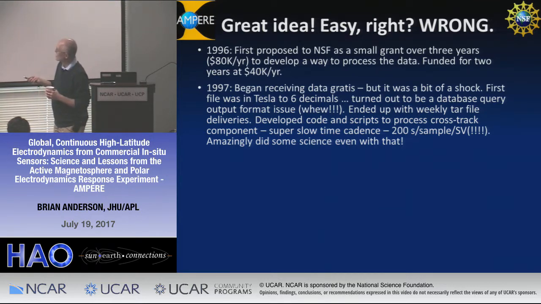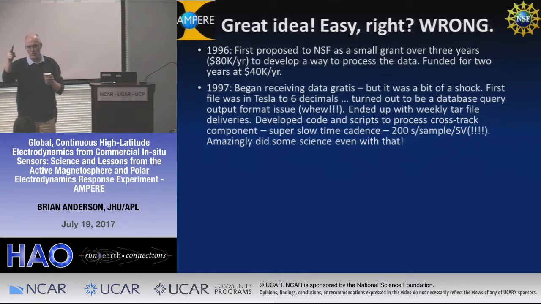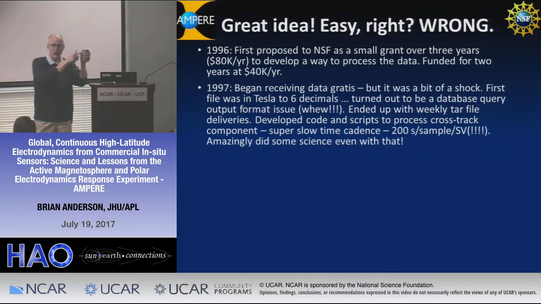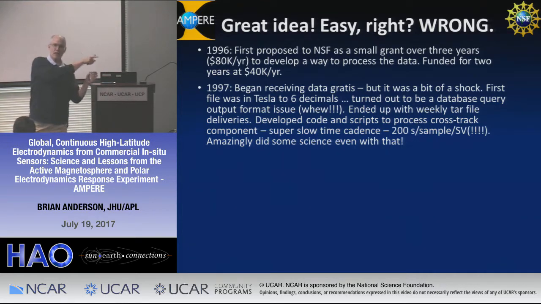So the first file that I got was an enormous file. But it was ASCII, and it was Julian date that went on for like 30 characters, and then there was the satellite identification, and then there was the measurand, which was like another 30 characters, and then finally there was the magnetic field in Teslas to 6 decimal places. The signal I'm looking for is in the 8th decimal place.